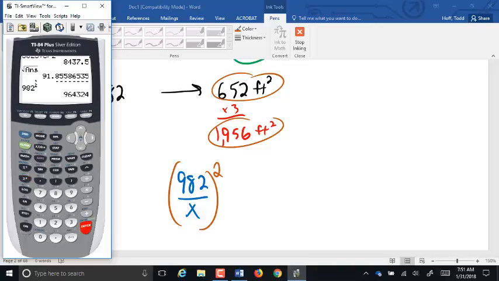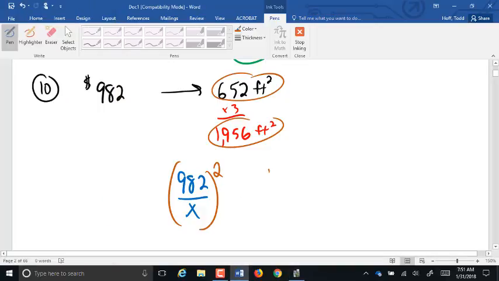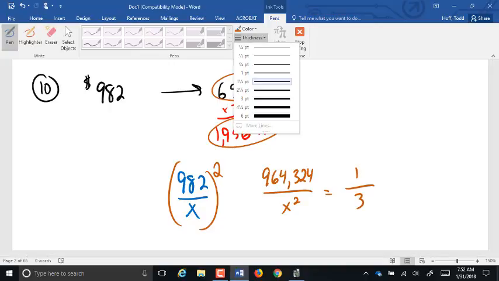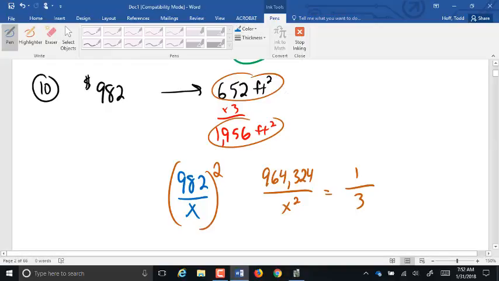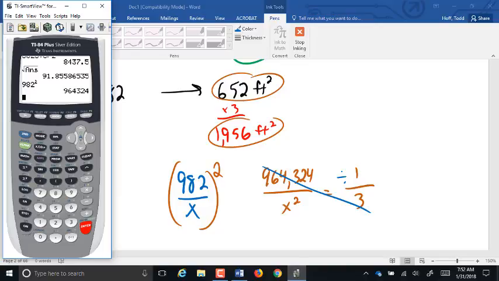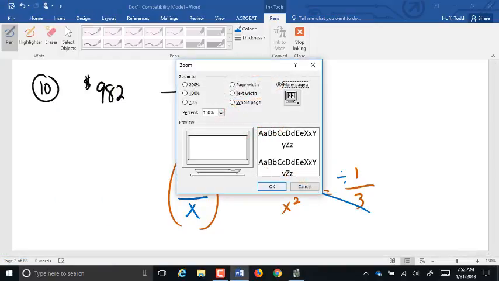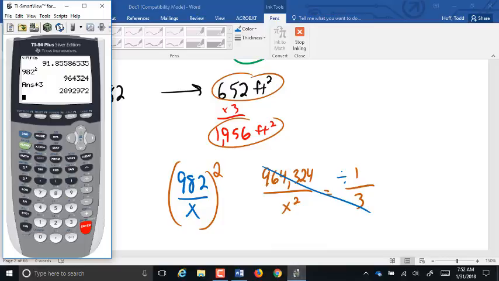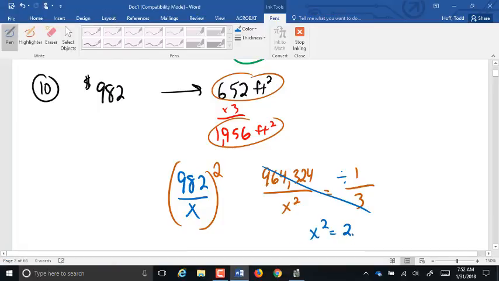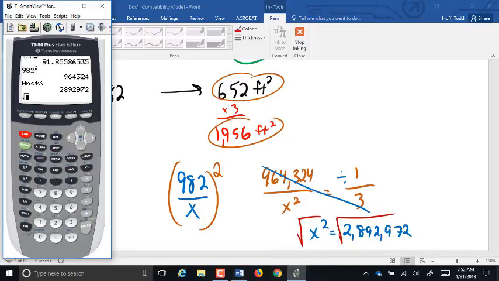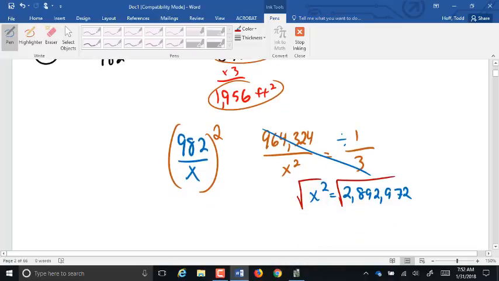982 squared is 964,324. X squared, of course, is X squared. And that's going to equal a 1:3 ratio. So I'm going to cross multiply and divide times 3 there. So 2,892,972. And of course, to find X, we need to square root. $1,700.87 it's going to cost.